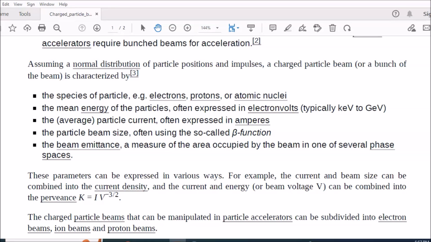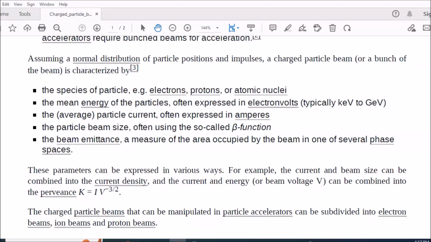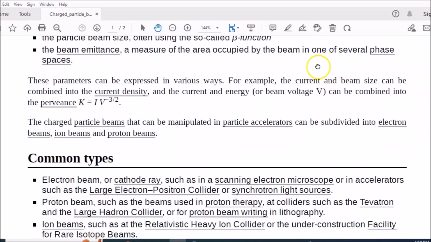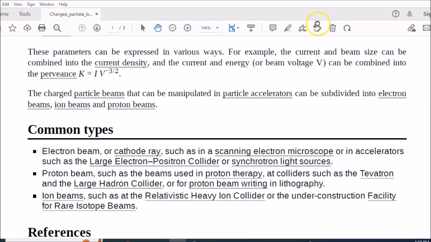The beam emittance, a measure of the area occupied by the beam in one of several phase spaces. So that's just the area occupied by the beam, how much area you're going to be using in order to bunch the object into existence. So we're bunching objects into existence. That's the most important thing I want you to understand.